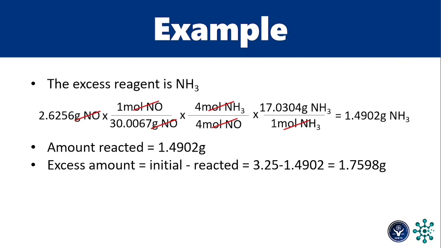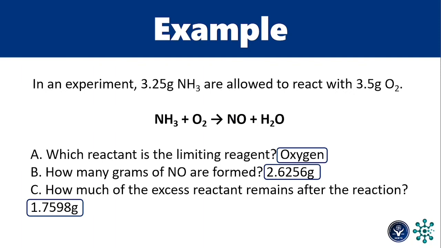The excess amount is given by the equation initial minus reacted. The initial amount of NH3 is 3.25 minus the amount reacted, we get 1.7598 grams. Therefore, 1.7598 grams of NH3 remained unreacted after the reaction.